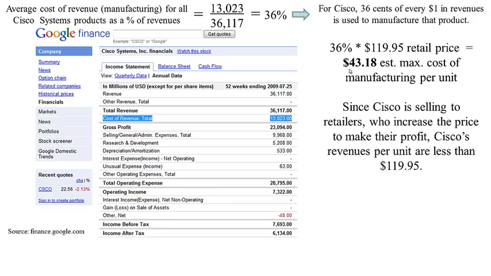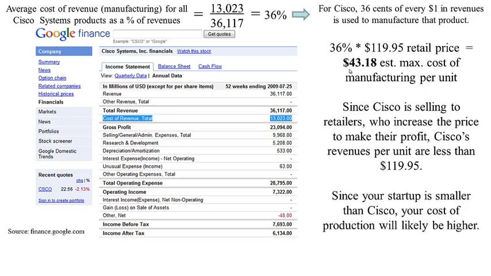So in that sense, if Cisco is selling to retailers and the revenues are less than 119, we know also that Cisco is much larger than any startup. And so in that way, our cost of production will be higher as well. But it gives us some measure of being able to look at the cost of revenue and the revenue to calculate a percentage, to multiply that percentage by an estimated sale price, and to get an estimated cost of manufacturing for that unit. And that helps us in setting our pricing as well.